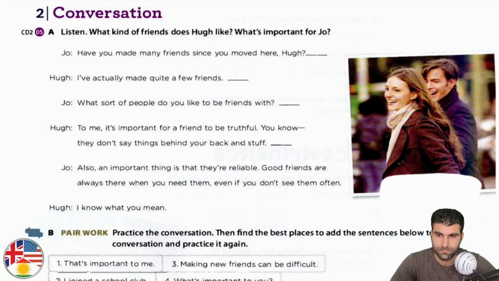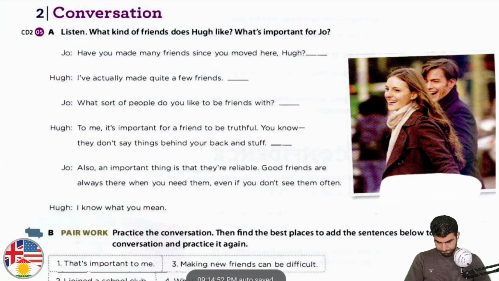What sort of people do you like? Lesson 18. A good friend is loyal. Page 44. Conversation. A. Listen. What kind of friends does Hugh like? What's important for Joe? Have you made many friends since you moved here, Hugh? I've actually made quite a few friends. What sort of people do you like to be friends with? To me, it's important for a friend to be truthful. You know, they don't say things behind your back and stuff. Also, an important thing is that they're reliable. Good friends are always there when you need them, even if you don't see them often. I know what you mean.